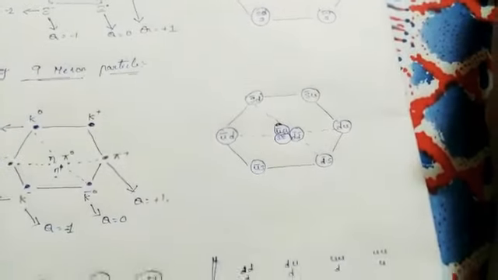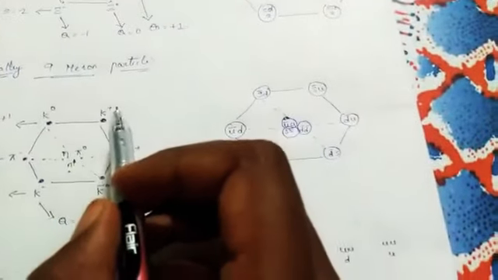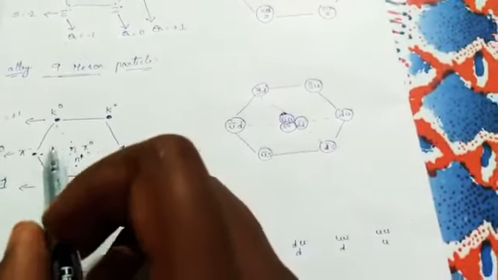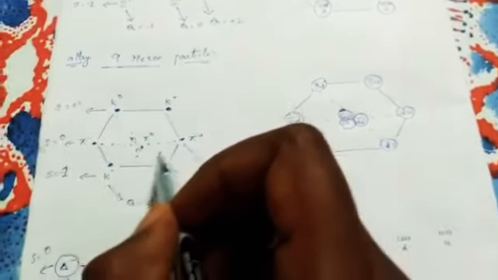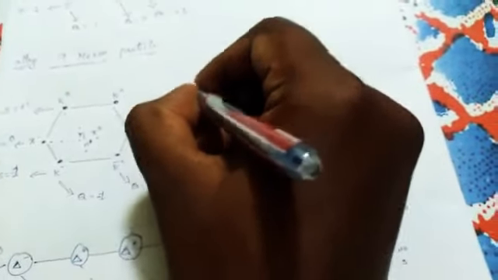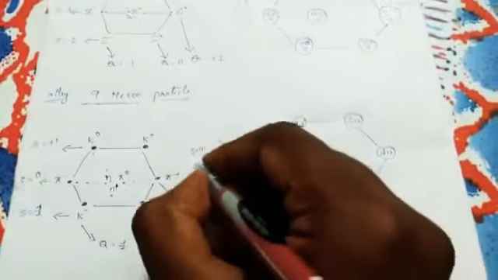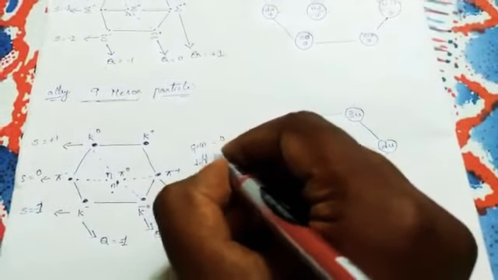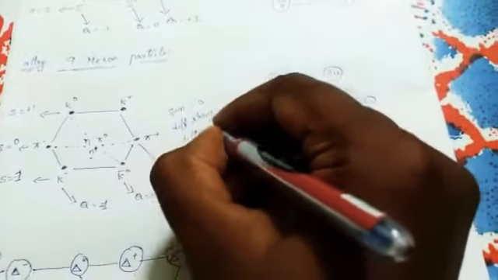Similarly, the meson particles can be arranged, and they all have spin equal to 0 but different strangeness and different charge.